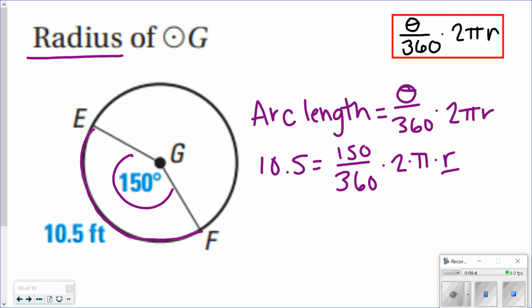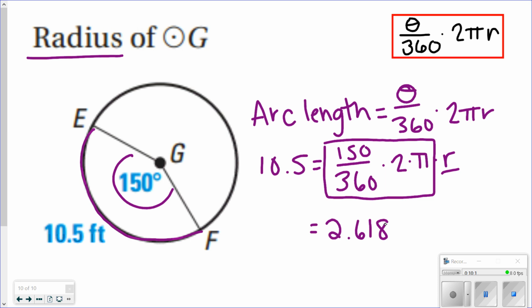All right, so since r is what we're searching for, remember that everything right here is just a number. 150 divided by 360 times 2 times pi. So I can simplify that even though it's not going to be pretty. If I plug that right into my calculator, I get approximately 2.618. And let's fill out everything else. I know that this was 10.5. I'm still searching for r. So to get r by itself, I'm going to divide 2.618 on each side, and I get that r is approximately 4.01.